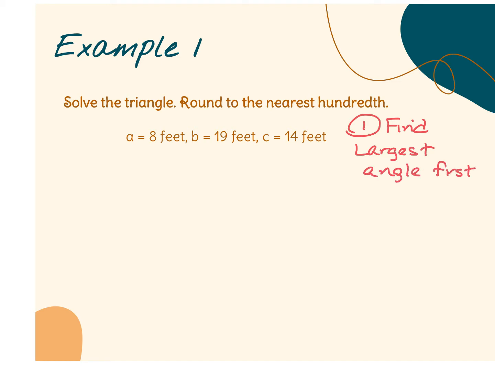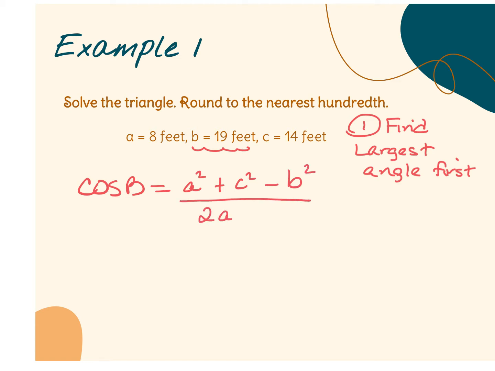And the way that I'm going to know which angle is the largest is by looking at the numbers of the sides. Remember, the largest angle is always across from the longest side. So out of these three numbers, 8, 19, and 14, I can see that 19 is the biggest number, so that tells me angle B is going to be the biggest angle. Remember on the prior slide, it told you that we use the alternate form when you're given side, side, side. So I'm going to be using cosine B is equal to a squared plus c squared minus b squared divided by 2 times a times c.